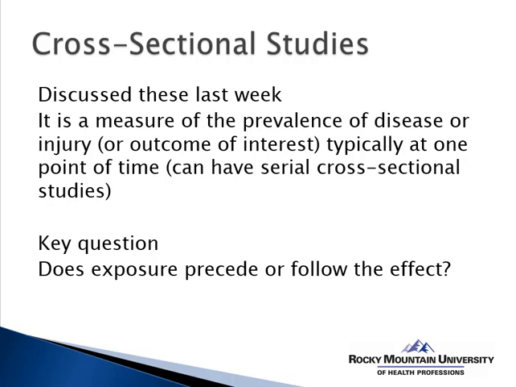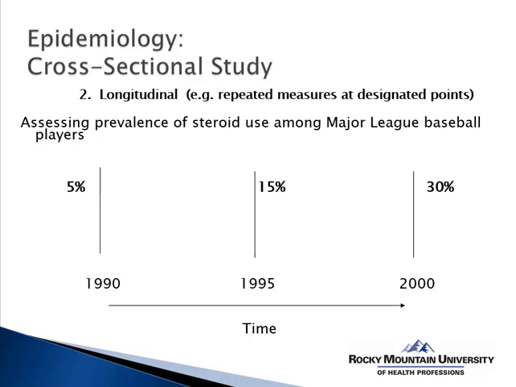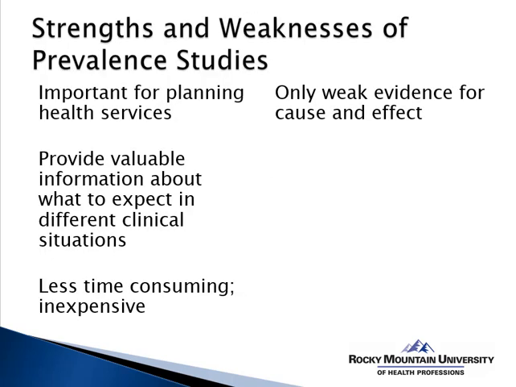Cross-sectional studies, we discussed these last week. It's a measure of the prevalence of disease or injury or outcome of interest, typically at one point in time. Of course, you can have serial cross-sectional studies too. Question being, does the exposure precede or follow the effect? And then again, I gave these cross-sectional study examples looking at the prevalence of steroid use among Major League Baseball players, and then, of course, made-up data showing an increase over time.